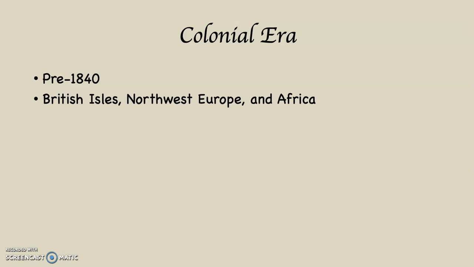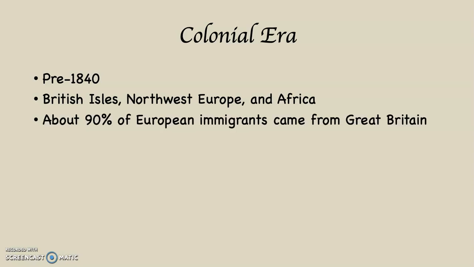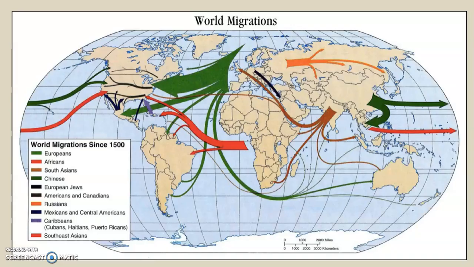Overwhelmingly, the people who were coming to the United States at that time were coming from the British Isles, which is Great Britain and Ireland, Northwestern Europe, and Africa. About 90% of European immigrants came from Great Britain at that time. And of course, there were about 650 enslaved Africans that also entered into what became the United States.